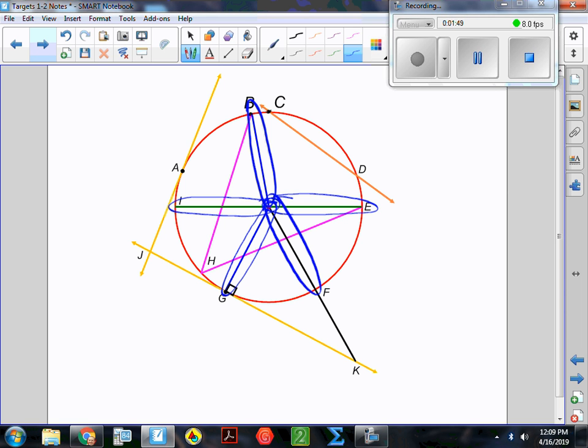I could draw a completely different radius from L to A, or L to C, or L to D, or L to H. Any line from the center to the edge of the circle is considered a radius.